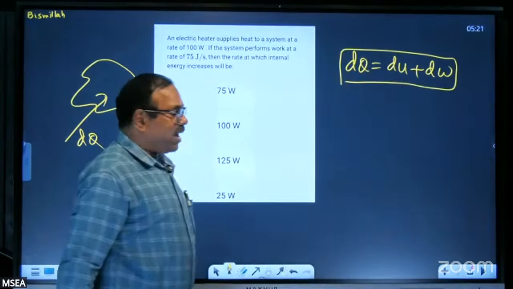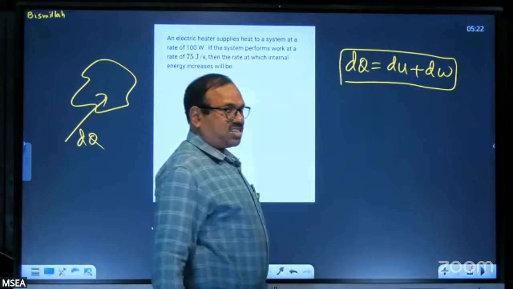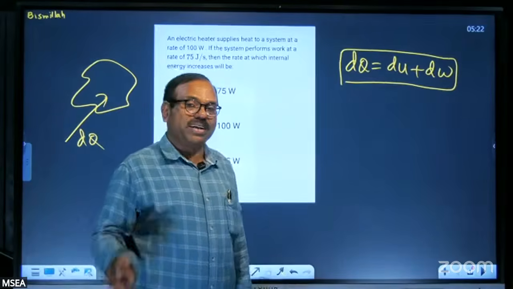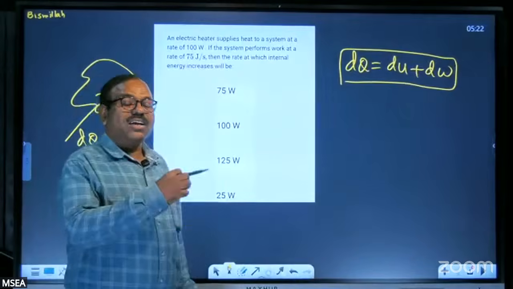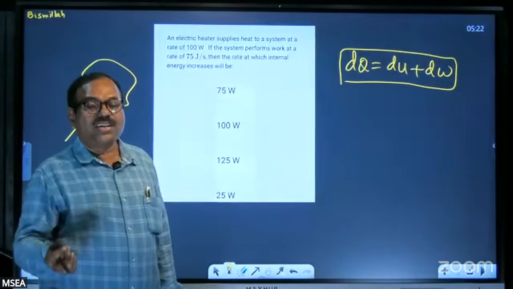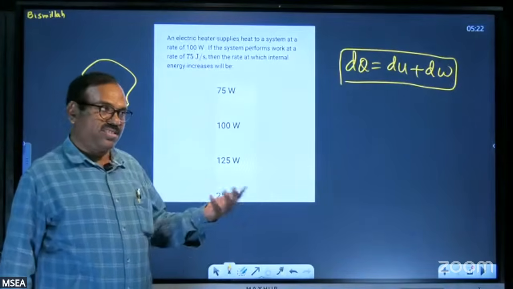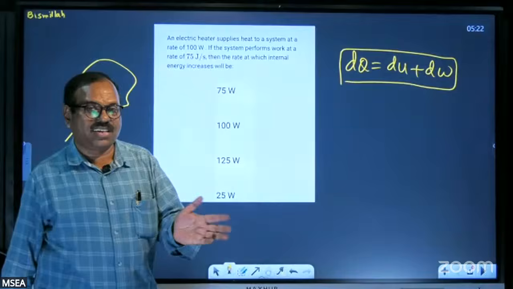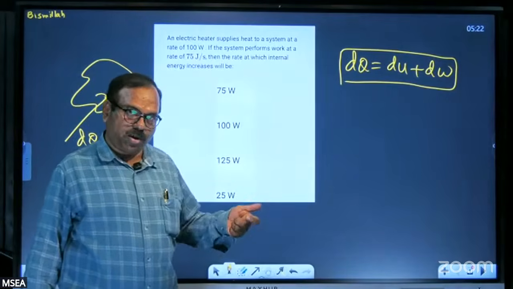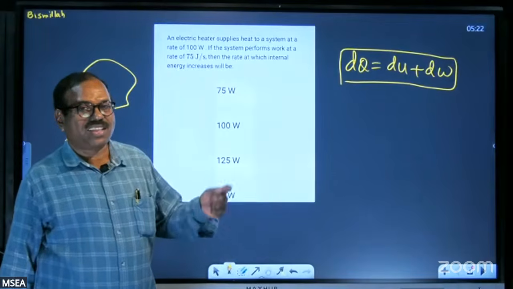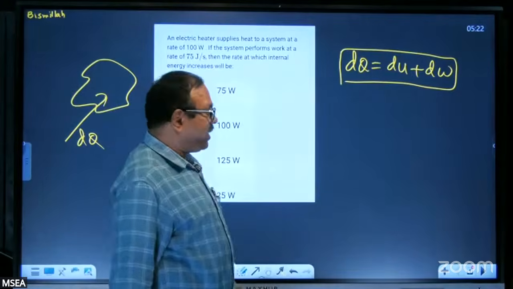Now one more thing: if the amount of heat is given to the system, dq should be taken as positive. If heat is taken out from the system, dq should be taken as negative. Also, if the temperature increases, du is taken as positive, and if the temperature decreases, it is negative. Work done by the gas is taken as positive, and work done on the gas is taken as negative. These are the sign conventions to be followed.